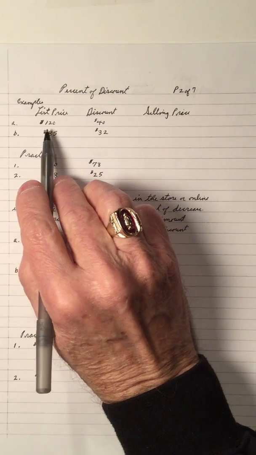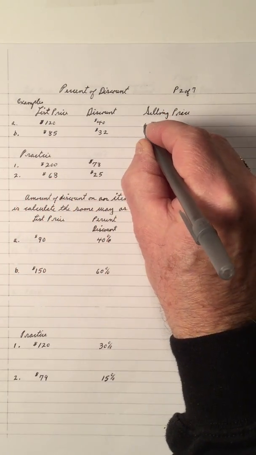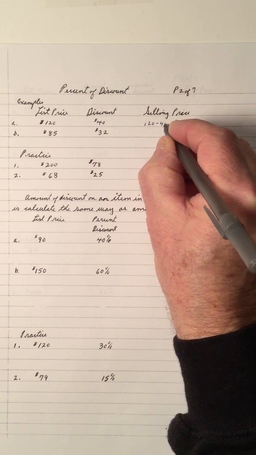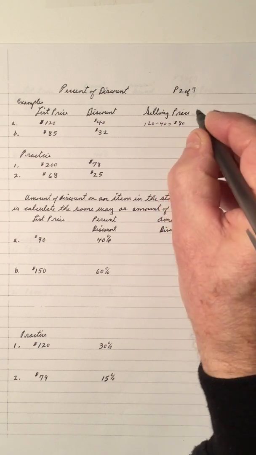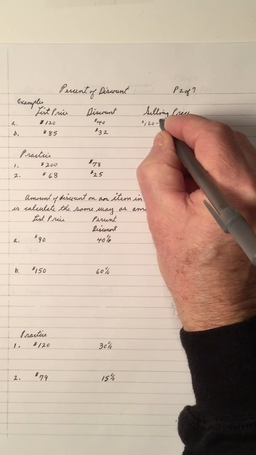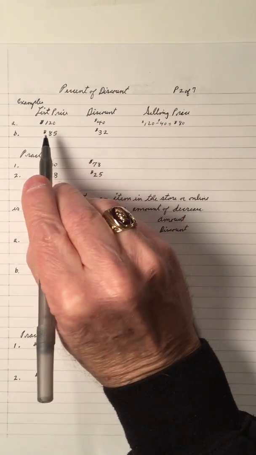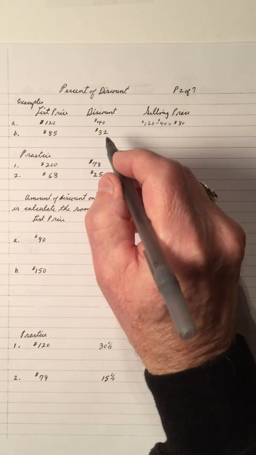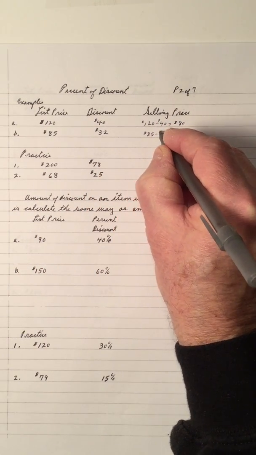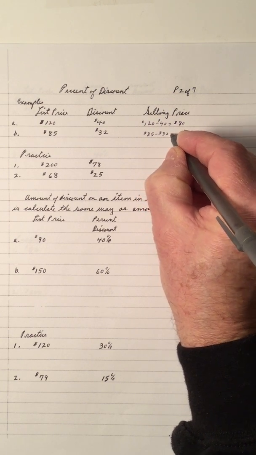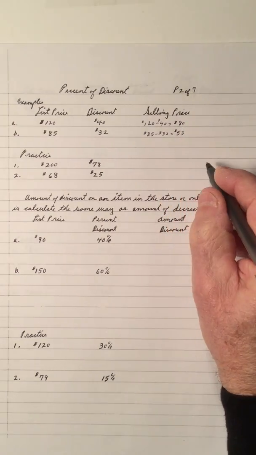If you have a list price of $120 and a discount of $40, your selling price would be $120 subtract 40, which means you would have $80. The article would cost $80. If you had an article listed at $85 and a discount of $32, then you would pay $85 minus $32, so you would pay $53 for that item.